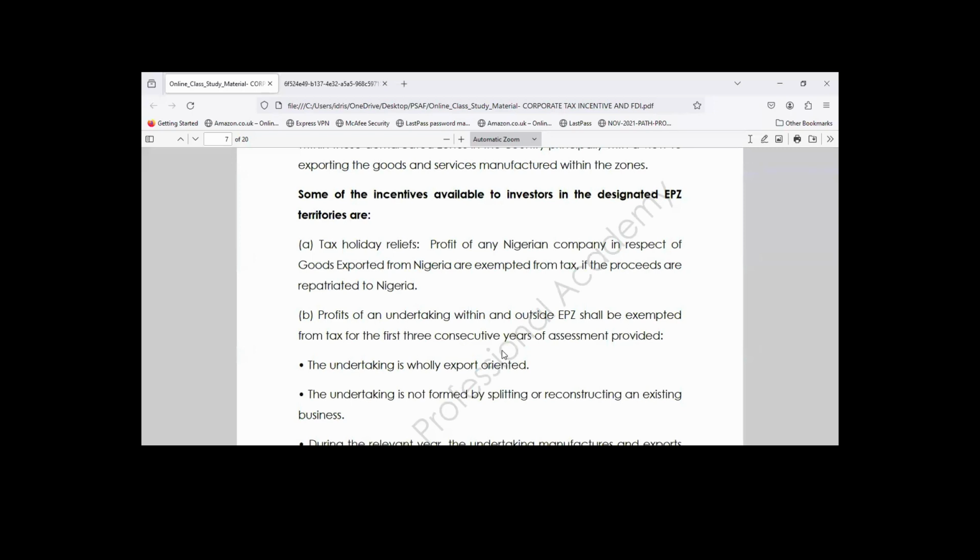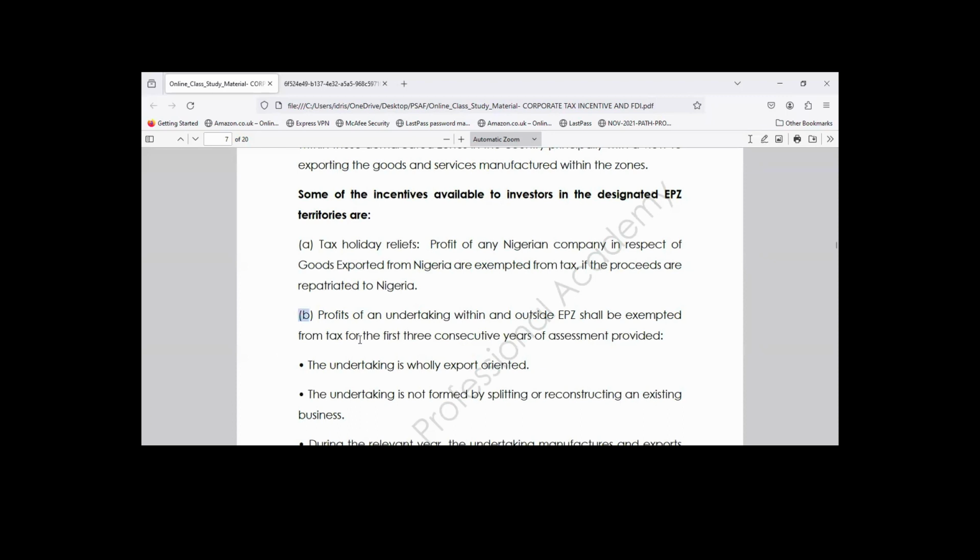So what about companies that are into exportation but are not located in the export processing zones? If a company is not located in the export processing zone and they are into exportation, their profit for the first 3 years of operation will be exempted from tax. Do you understand?